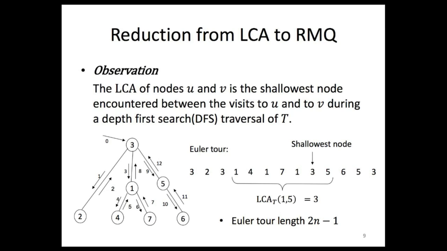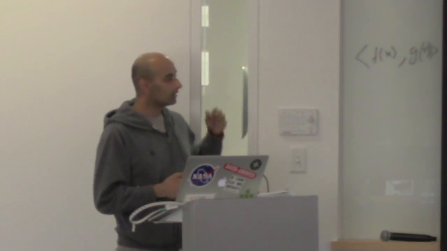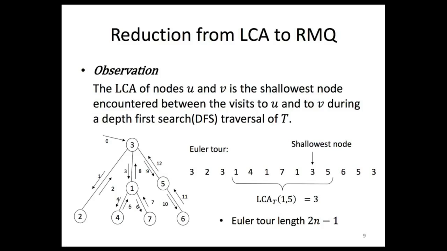Once you have the Euler tour, in addition to that, you can also keep track of the levels of the nodes. By level of the node, I mean how far away they are from the root node. So in this case, 3 is 0 distance from the root node, 2 is 1 from the root node, and so on. So you have another array which just gives you the levels of all the nodes in the tree.